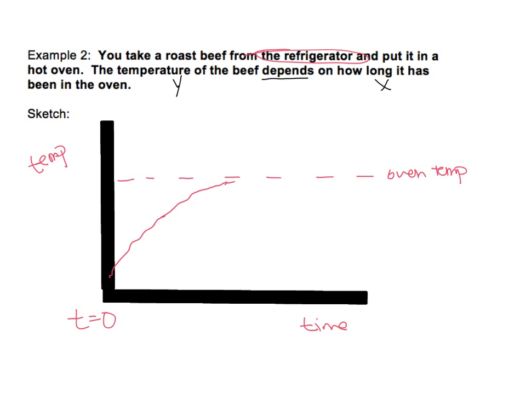Because if it's in a hot oven, that means it's going to be getting heated up, essentially. I'm sure most of you cook or have cooked before, and you would know that that's what happens when you put something in the oven. It starts to cook and it starts to get hotter, so the temperature is going to rise gradually over time until it reaches eventually a certain temperature, and then it'll stay at that temperature. So that's what this graph would look like.